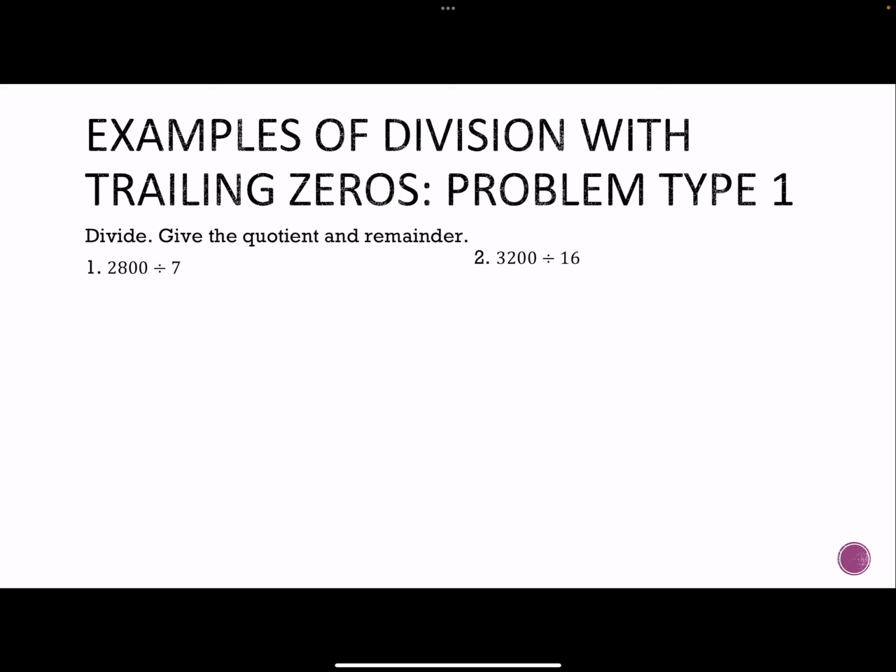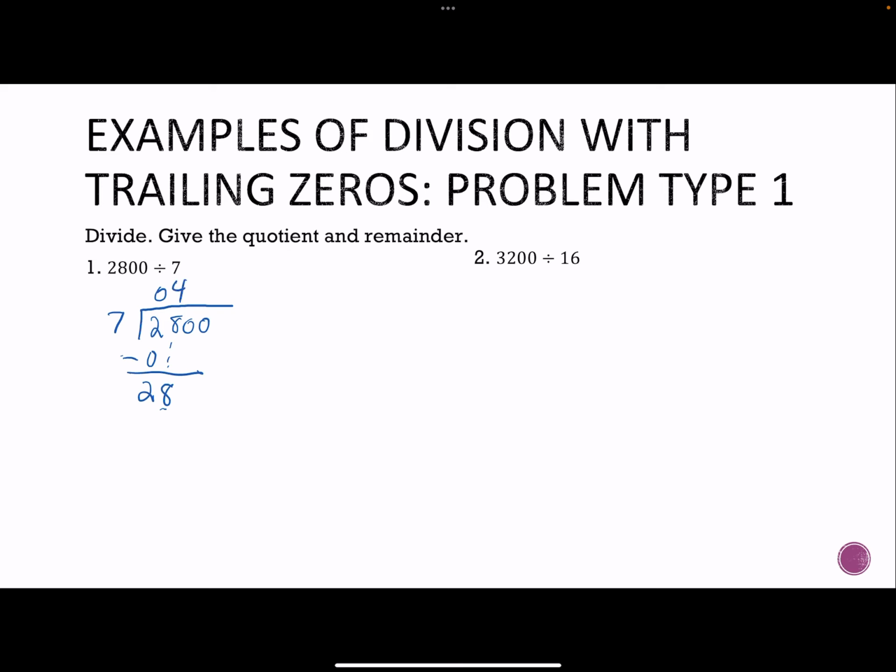So I have 2,800 divided by 7. So I'm gonna set up, so this is my divisor. This is my dividend. So I say, okay, how many times does 7 fit into 2? Well, it doesn't. 0 times 7 is 0. I subtract, I get a 2, and then I pull down the next digit. How many times does 7 fit into 28? 7 fits into 28 4 times.